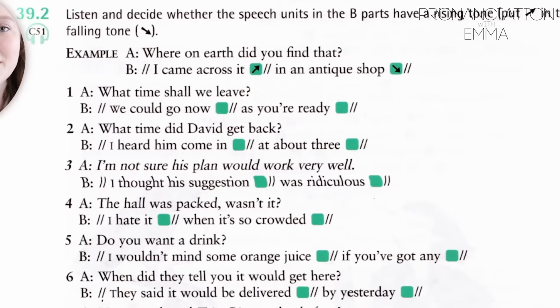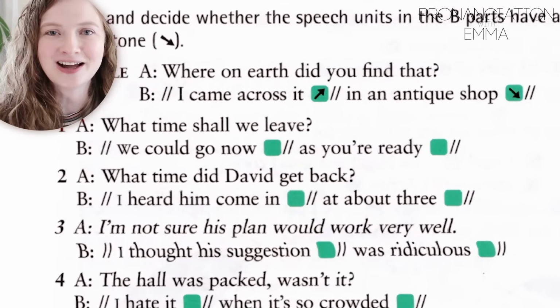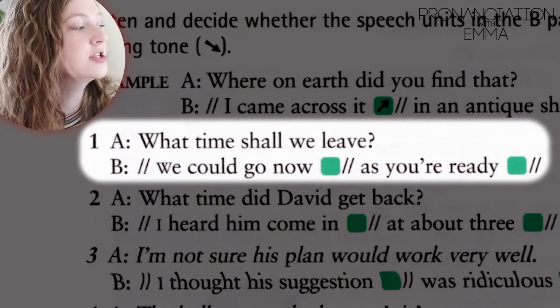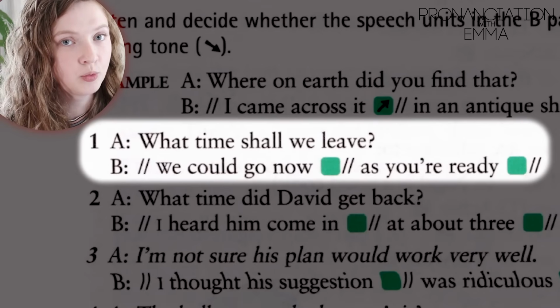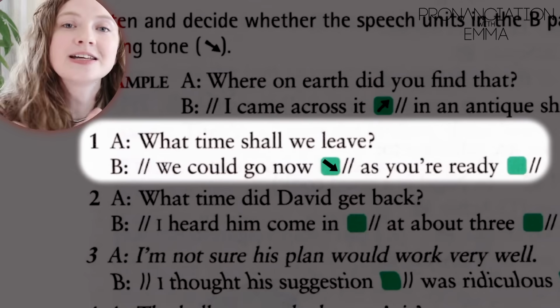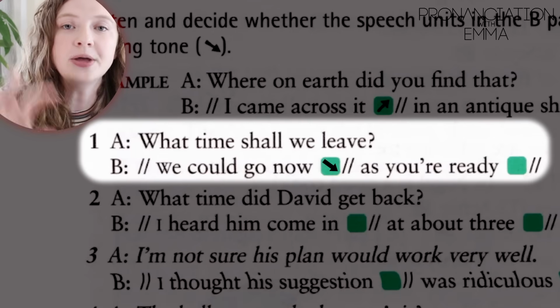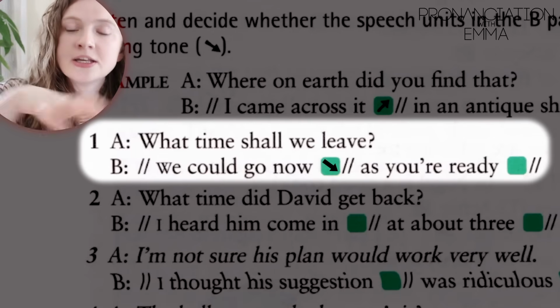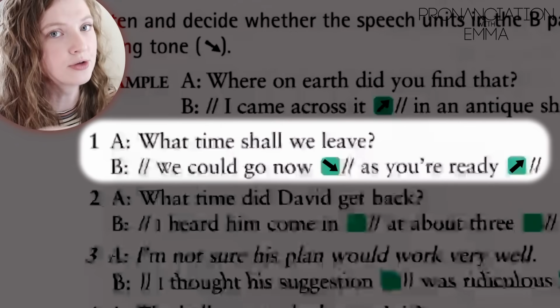So take a look at the other ones. What you can do is pause the video now, have a go at doing these, and then you can check back, or we can do them together. If you want to do them together, then let's go and do it now. So the first one, what time shall we leave? We could go now, as you're ready. So we could go now is basically answering the question. It's giving us that new information. And remember, new information falls and old information rises, okay? So we could go now, as you're ready.